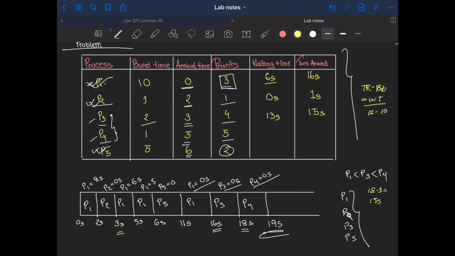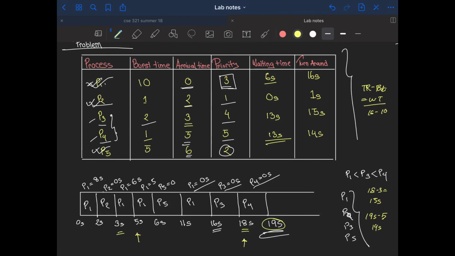Now P4 arrived at the 5th second, right, and ended at the 19th second, so 19 minus 5 is 14 seconds. So P4's turnaround time is 14 seconds, and it had a burst time of 1, so it had to wait for a whopping 13 seconds. Because P4 came here, however it got the CPU here, right? So 18 minus 5, that would be 13 seconds. So see, the waiting time is 13 seconds.